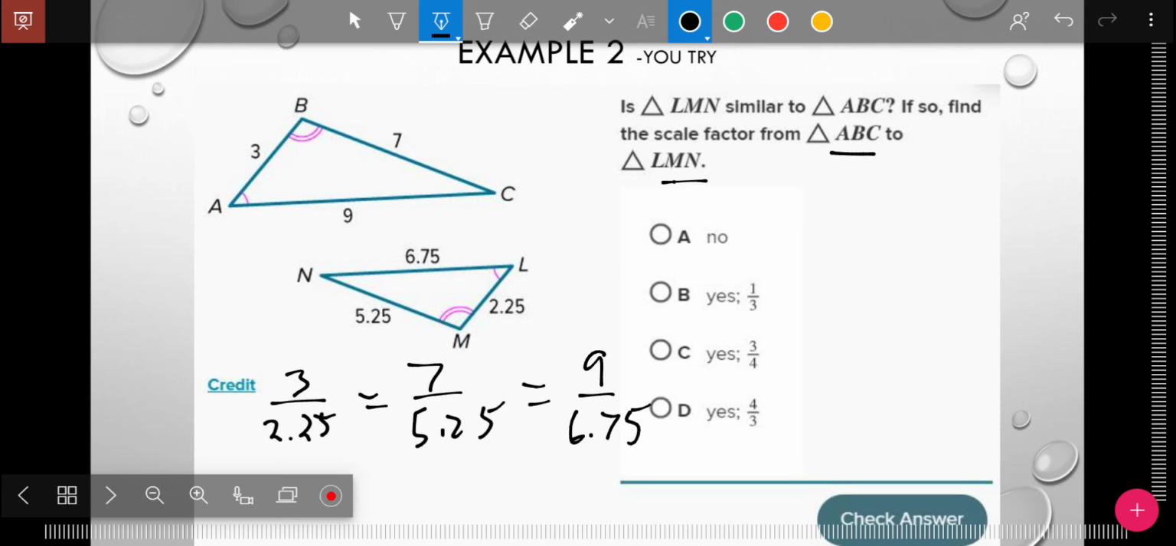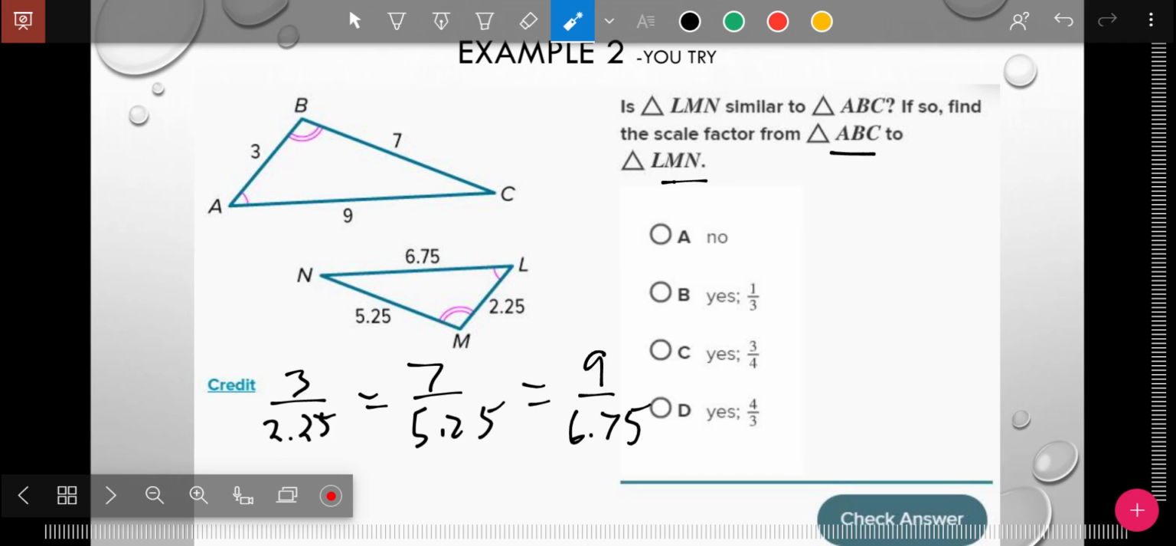Now, how do I know how to pair up the numbers? Again, LM would go with AB, or AB would go with LM, based on the first two letters. Or, if I'm looking at just the numbers, the smallest one goes with the smallest one, the middle one goes with the middle one, and the biggest one goes with the biggest one.